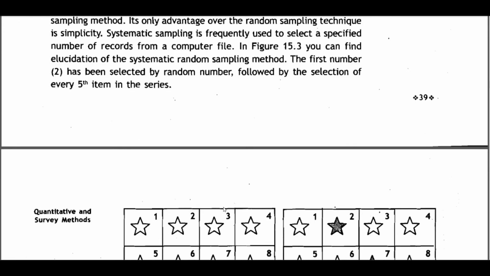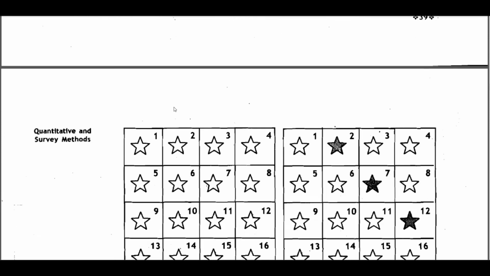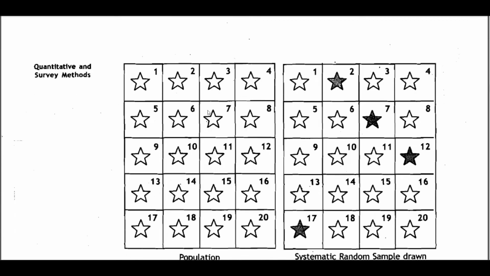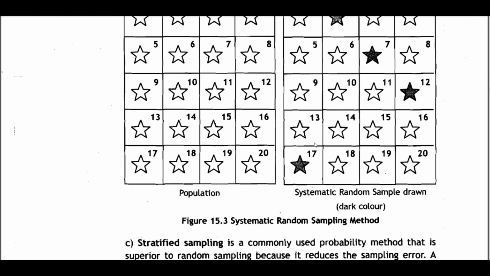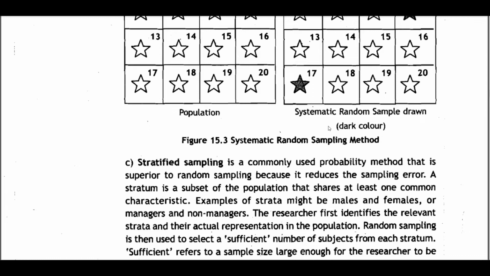Systematic sampling is frequently used to select a specified number of records from a computer file. In figure 15.3, you can find an elucidation of the systematic random sampling method. The first number, 2, has been selected by random numbers, followed by the selection of every fifth item in the series. So, 2, then after every sixth member has been selected. So this is a systematic random sample drawn in dark color. Figure 15.3 is the systematic random sampling method.